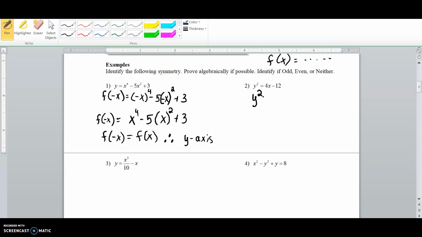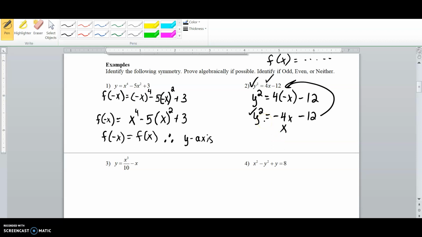I'm not going to do f of negative x equals and then substitute. I'm going to leave it as y's and x's. So y squared equals 4 times negative x. We still have to substitute. Now, the only thing that changed, if I were to rewrite this simplified, is that our 4x became negative 4x minus 12. Now, when you compare this to the original, what you see is the y squared is positive in both, but the 4x term is now negative 4x.